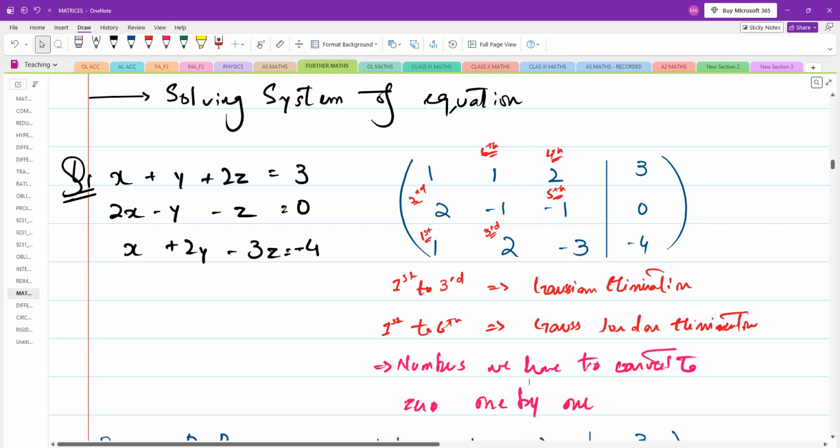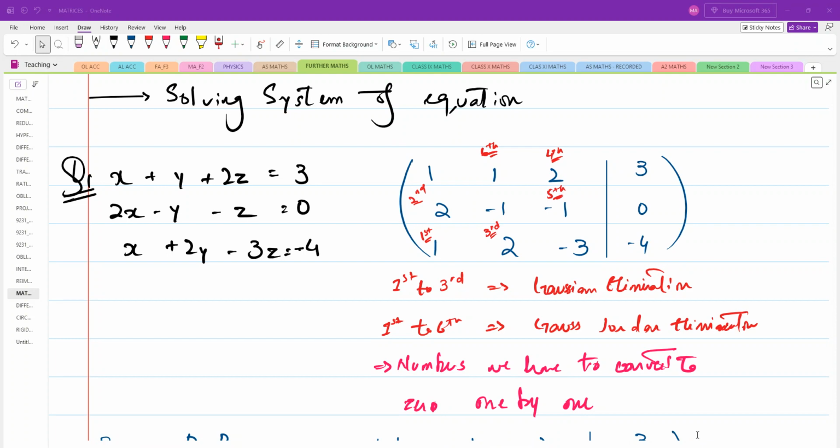There are two methods of solving a system of equations. Number one method is Gaussian elimination, and number two method is Gauss-Jordan elimination. Now, what exactly is Gaussian elimination and what exactly is Gauss-Jordan elimination? They are the same thing. It's just that the Gauss-Jordan elimination has a few extra steps.